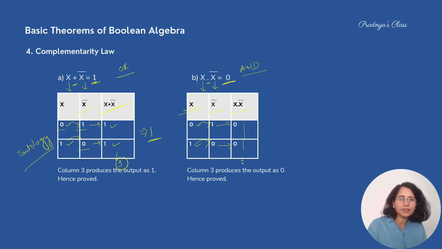Now look at this third column. Actually we are getting the output 0. As we needed to prove, we proved that, and this result is known as fallacy. You know, fallacy means if any expression displays the result as 0, it can be called a fallacy.